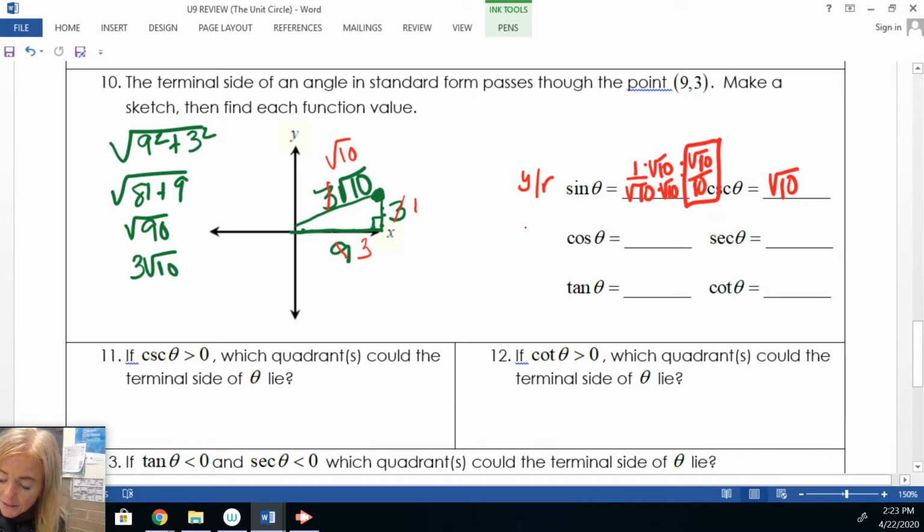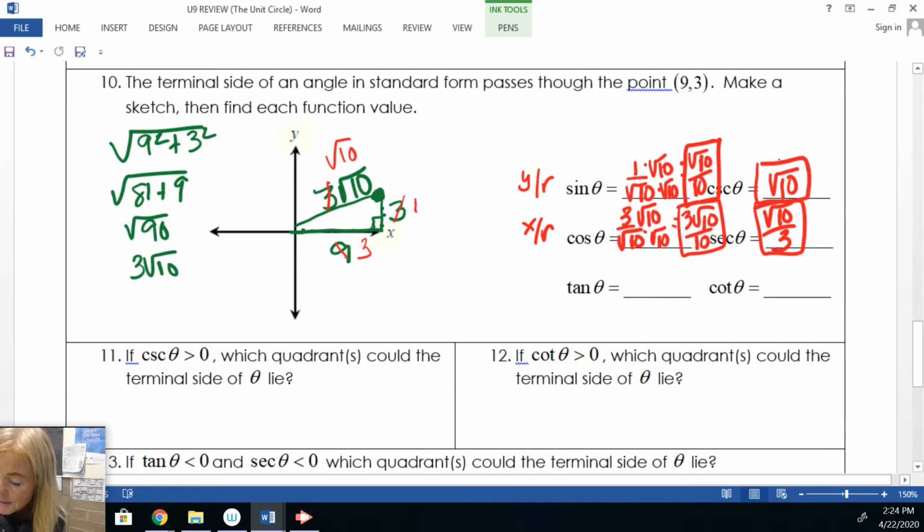Next one is cosine. It is x over r. So 3 over radical 10. I'm going to flip it real quick at that stage before I rationalize, to make things easier. And then I need to rationalize. So multiply by radical 10 over radical 10, which leaves you with 3 radical 10 over 10. Woohoo! All right, and then tangent is y over x, so y is 1, x is 3, and then flipping it for the cotangent leaves you with 3 over 1, which is just 3.